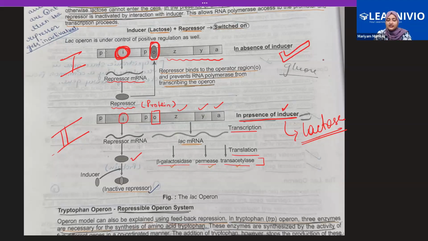Did you people get it? How it's actually happening and why is it called the negative control? Why is it called the negative control? Can someone explain? Why do you think it is called the negative control?